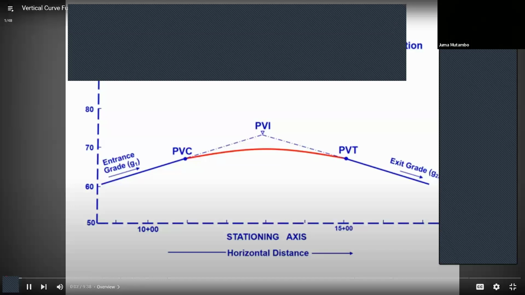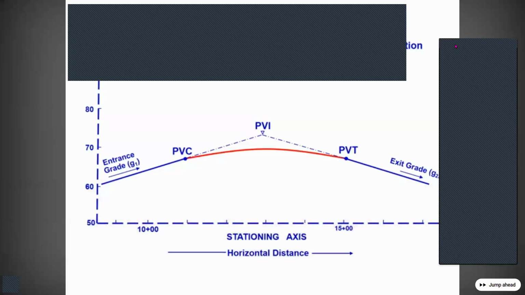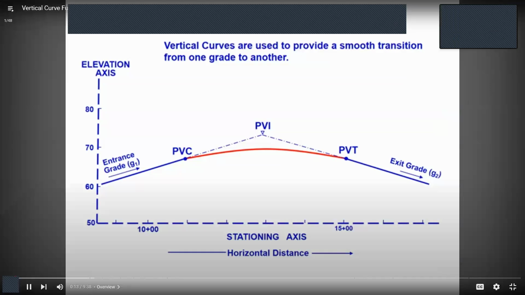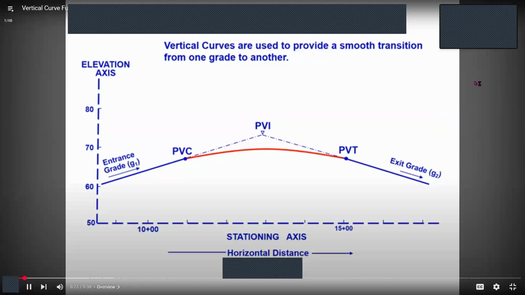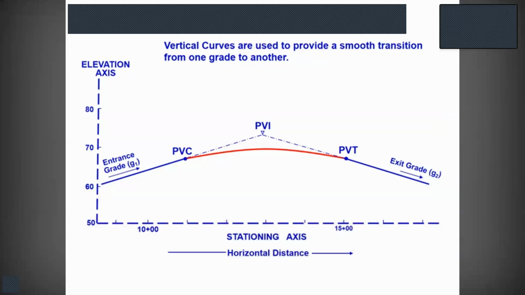In this video, I'll cover the fundamentals of vertical curves and vertical alignment. Vertical curves are used to provide a smooth transition from one grade to another, similar to horizontal curves, except in this case, we're looking at the vertical perspective. So we're looking at a profile view of our roadway. So imagine us kind of at the side of the road, and so we can see the grade coming uphill, the grade going downhill.